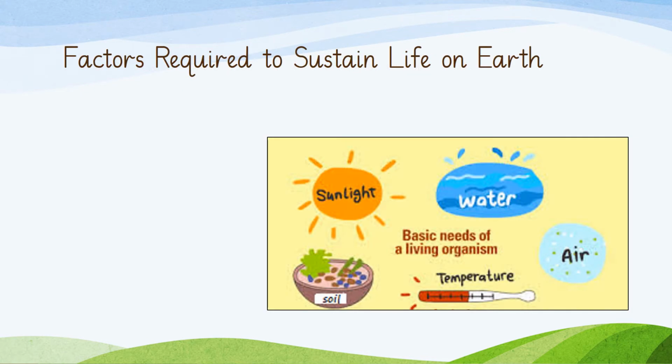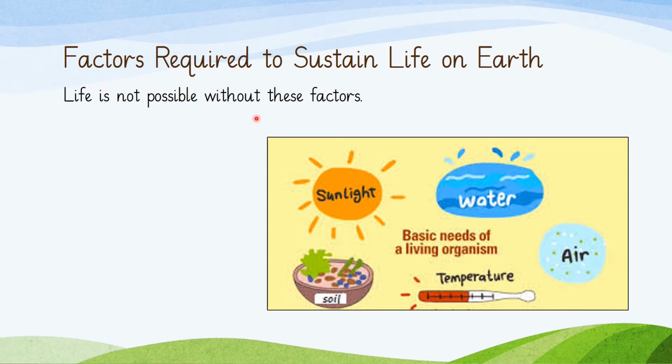Factors required to sustain life on Earth are sunlight, water, air, temperature, and soil. These are the basic needs of a living organism. Living things cannot survive if any of these things is not available. Life will not be possible if these factors are not available.